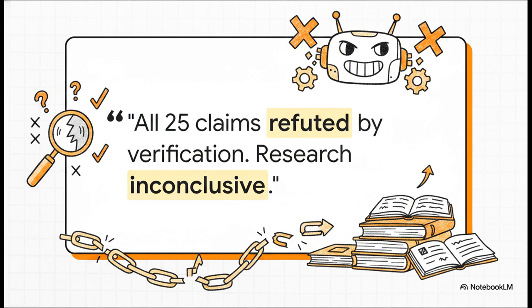So look at the sheer confidence of this output. No, seriously, look at it. I had just run a multi-agent research loop over a genuinely difficult question, and it came back with this super clean, authoritative verdict. All 25 claims refuted by adversarial verification, research inconclusive. It sounded exactly like what you'd want a rigorous, skeptical agent to say, right?